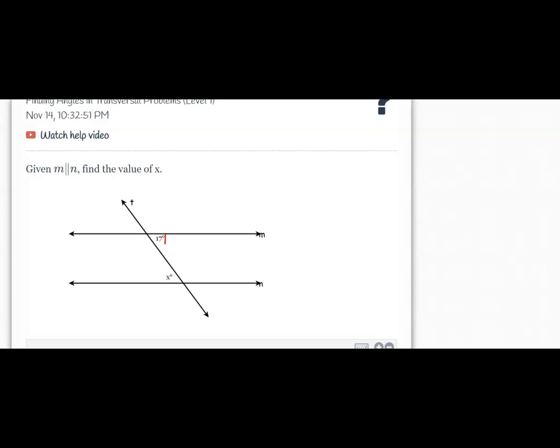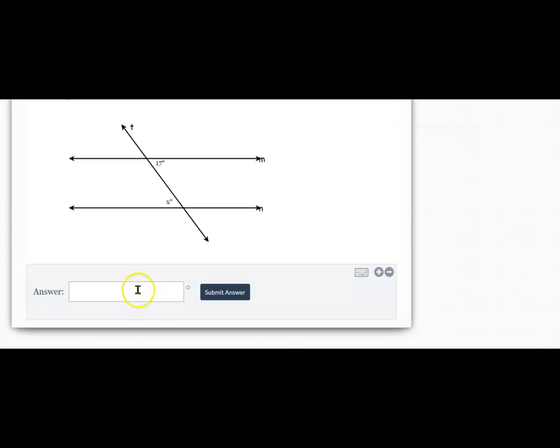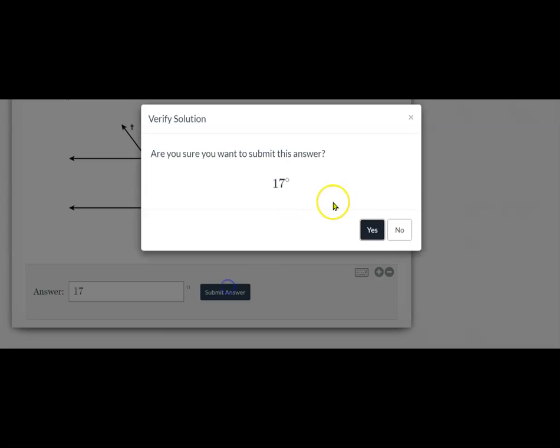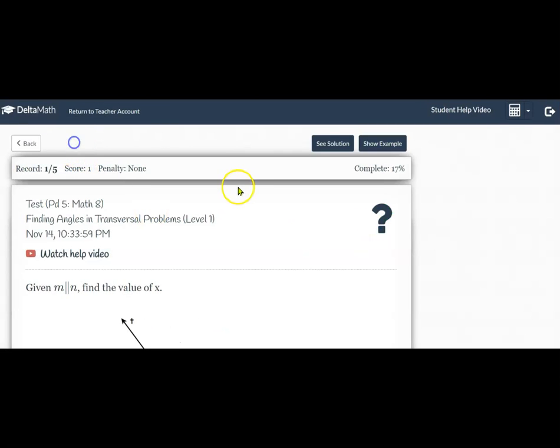It looks like we have an acute interior angle and an alternate interior angle, which is also acute. Therefore, they are equal. So I know that this can be written as an algebraic equation. One angle is equal to the other angle. There's no math to do. We've already solved it. X is equal to 17. So type that in your answer box. I know that because they're equal.